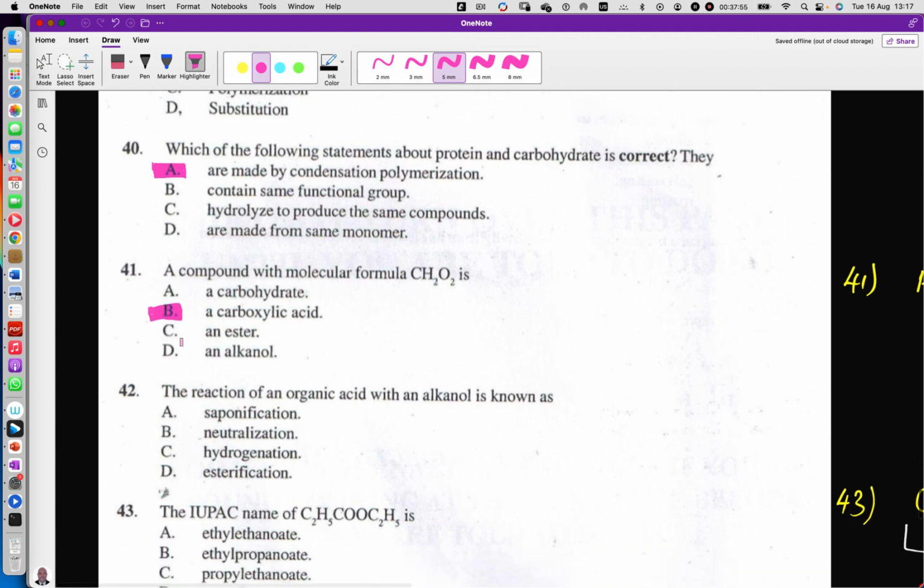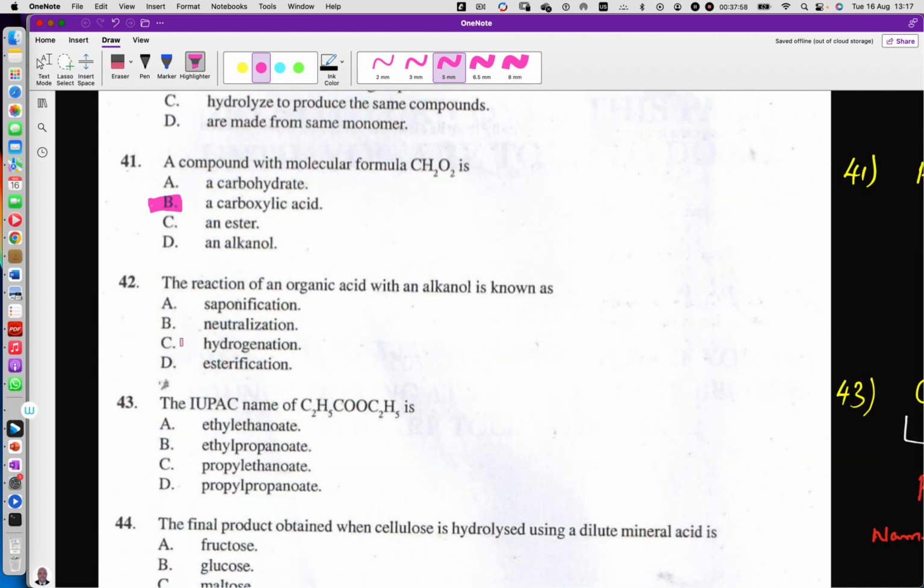Question number 42. The reaction of an organic acid with an alkanol is known as what? Saponification, neutralization, hydrogenation, esterification. The answer is esterification.